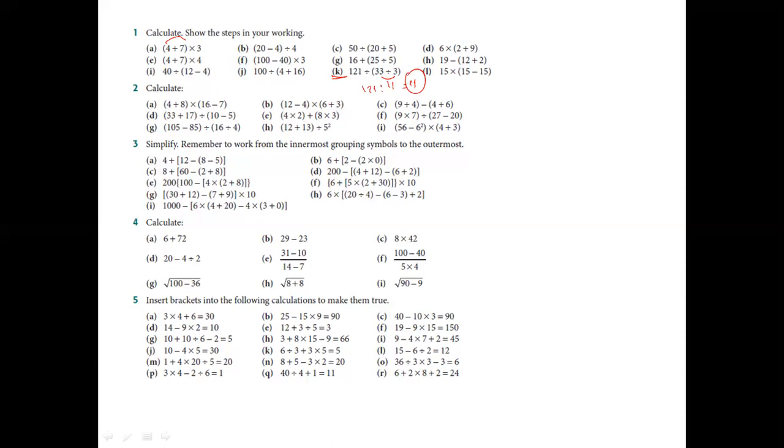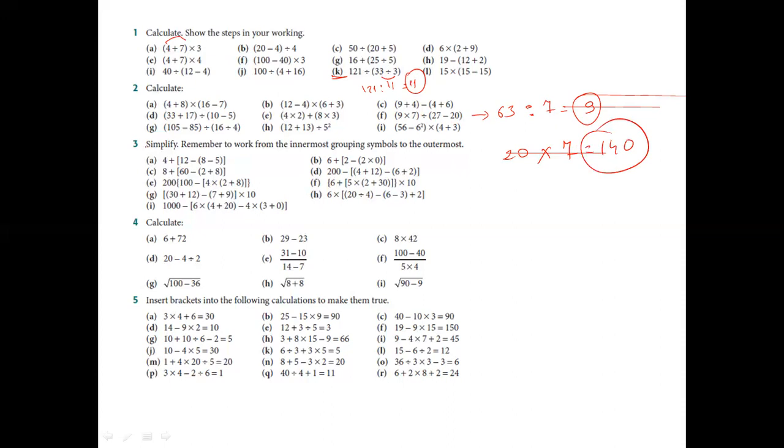Simplify and calculate, also not difficult. First of all, we should open the brackets and the second brackets. After that, the operation is division. Let me do this one: 63 divided by 7, is equal to 90. And here also, 6 squared is 36, 56 minus 36 is 20, times 7 is 114.